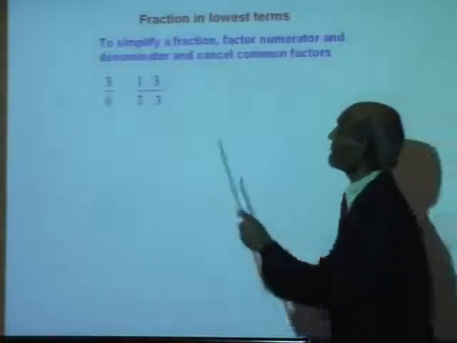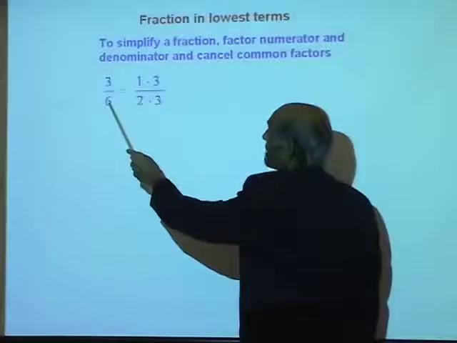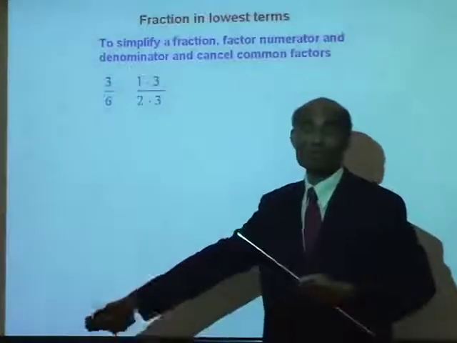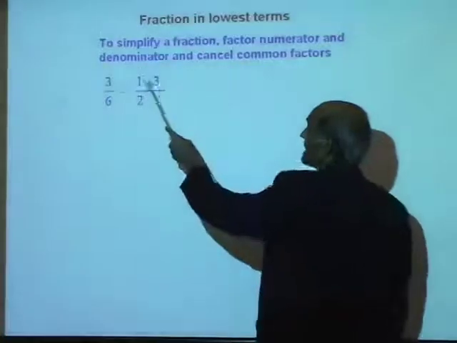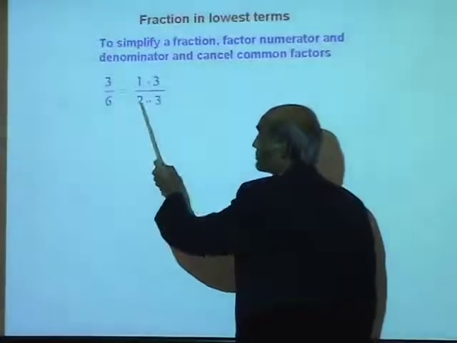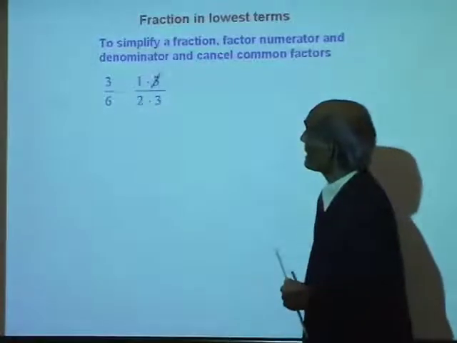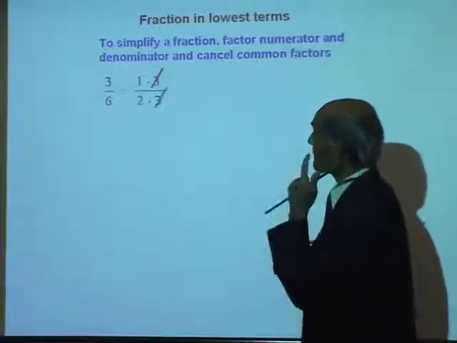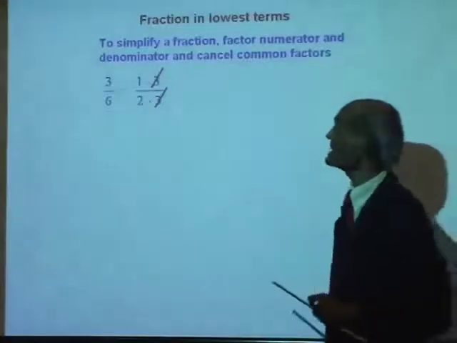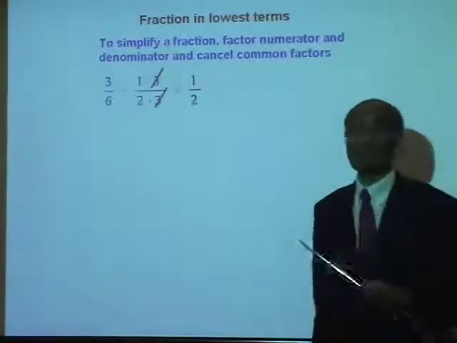fractions. For example, you said 3 divided by 6. How do you factor 3? There's only one way to write 3. That is, 3 is 1 times 3. And how do you write 6? 6 is 2 times 3. Let's now cancel the common factors. 3 on the numerator and 3 on the denominator. Our answer is 1 over 2.